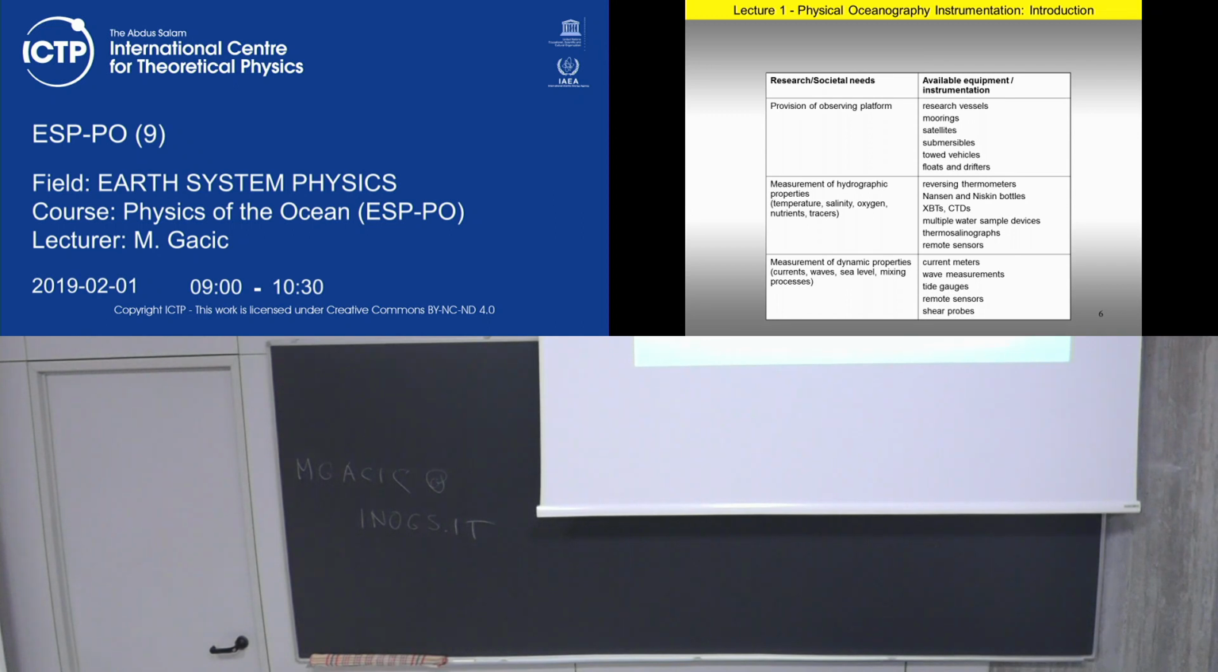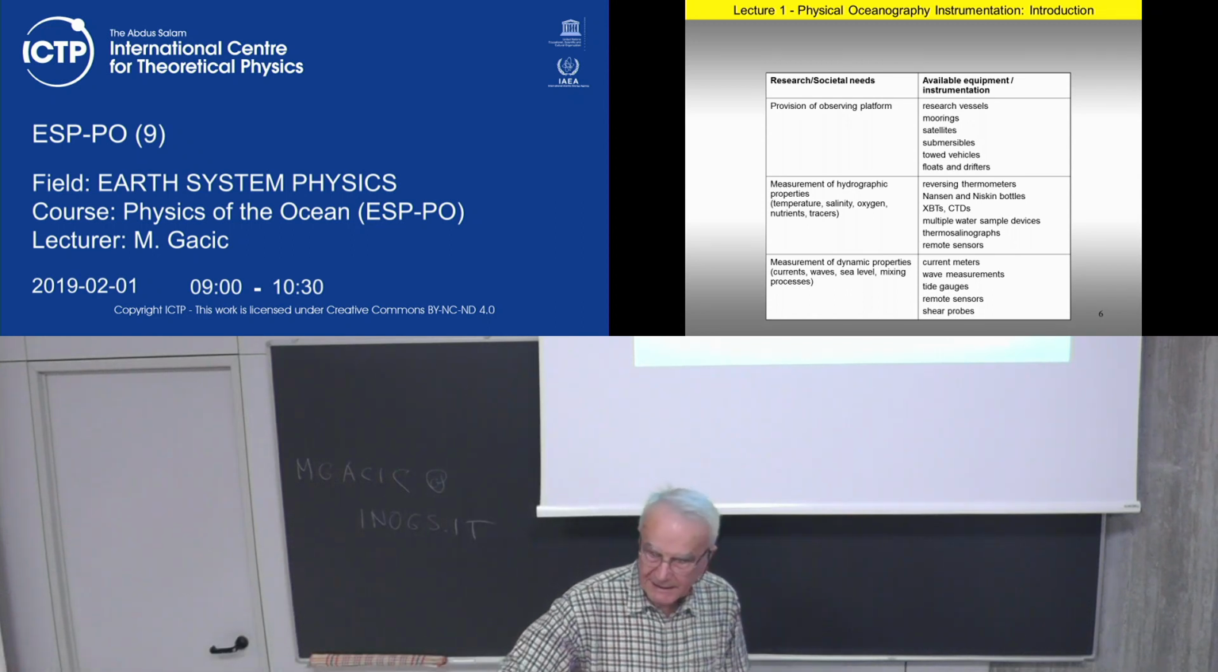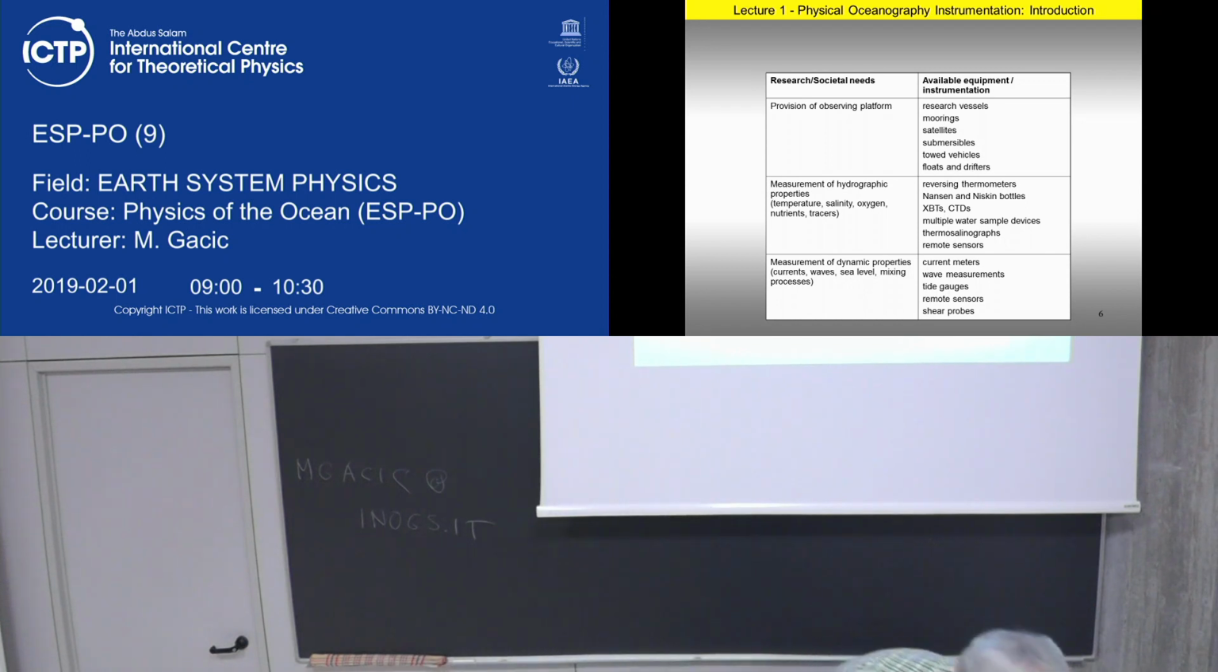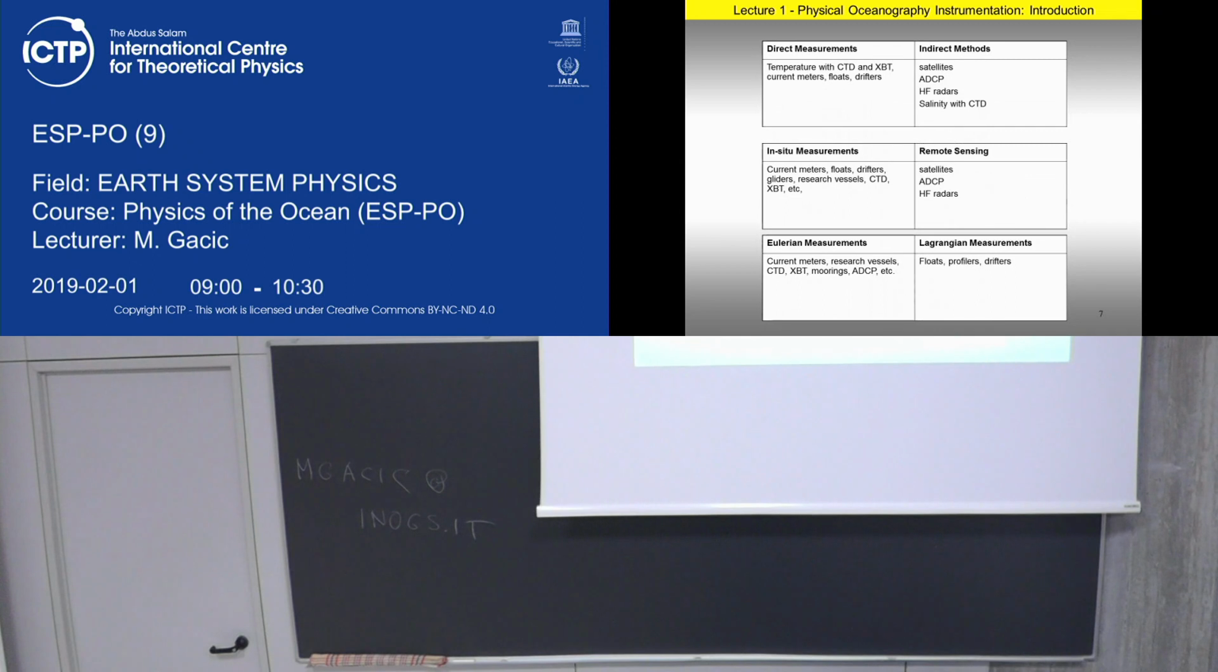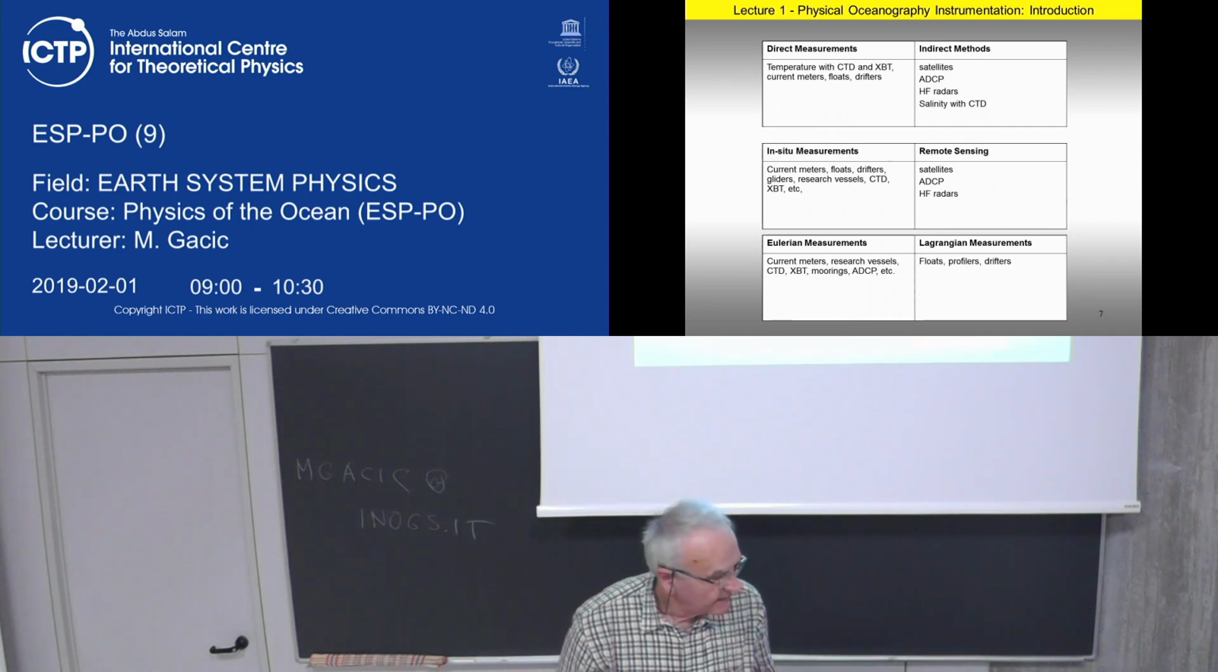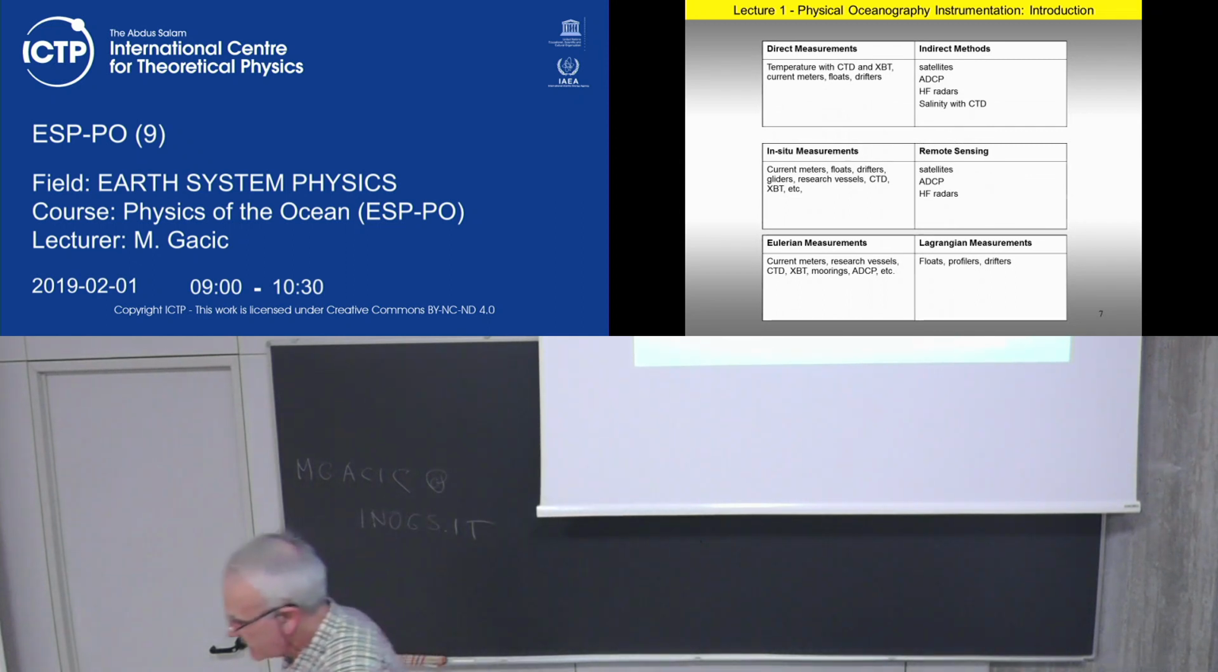Then we have tide gauges, where we measure the long waves, tidal waves. We have remote sensors put on satellites or airplanes, and then we have shear probes, which determine the vertical profile of the velocity. There are different types of measurements.